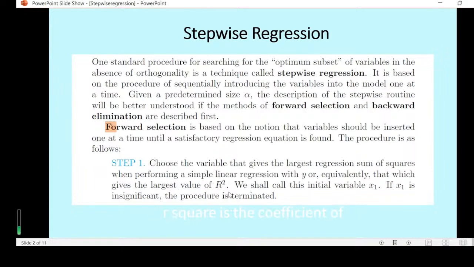R square is the coefficient of determination. This is how much the model explains the variation of the observations of the y variable. So in this case, we will start with x1. Next we will test whether x1's coefficient is significant or not. If x1's coefficient is not significant, the process is terminated, so there is no possible model. If x1 gives the largest R square and it is significant, then we continue to step 2.